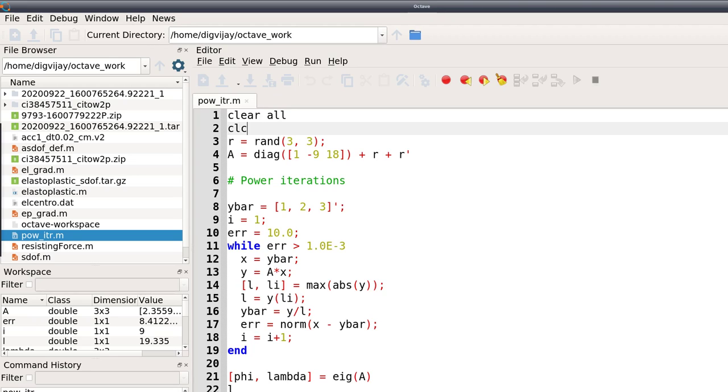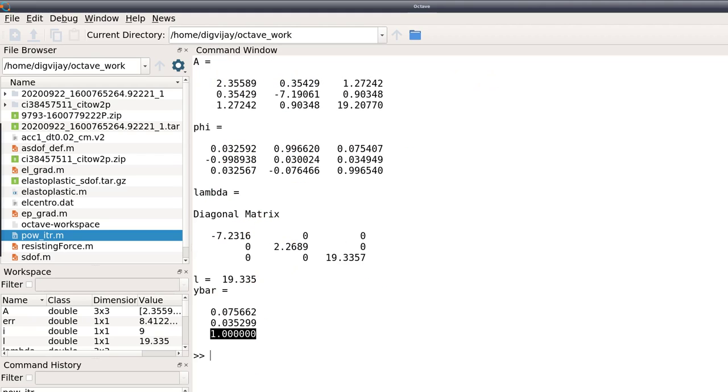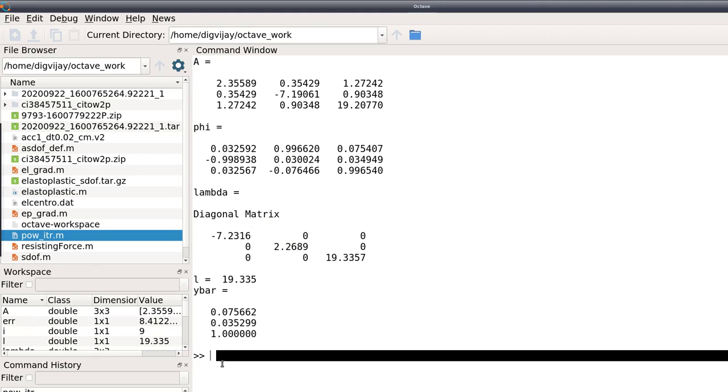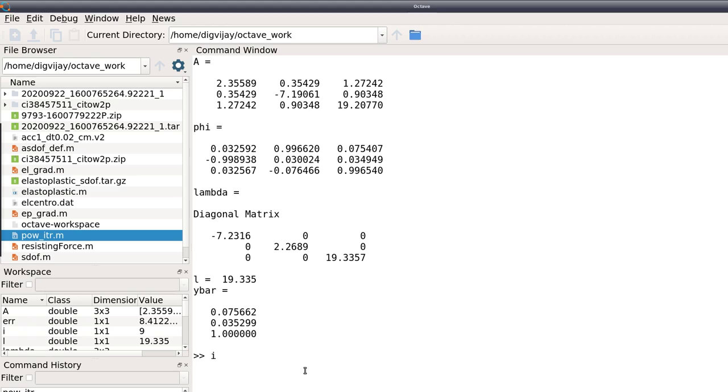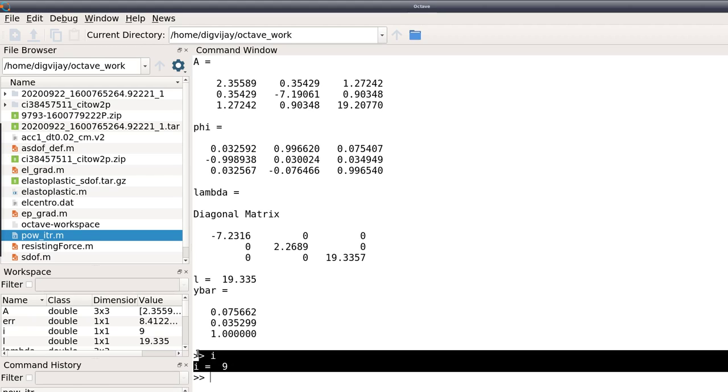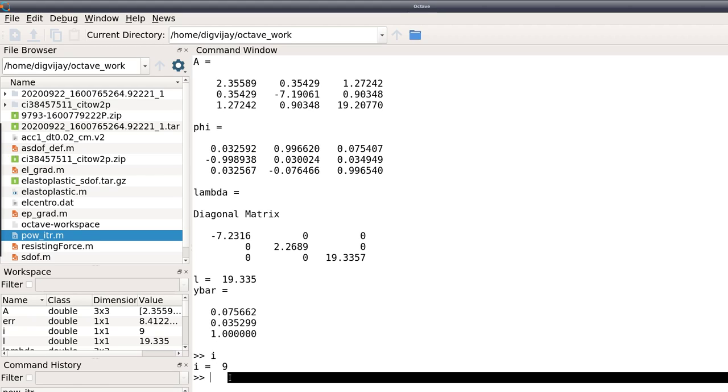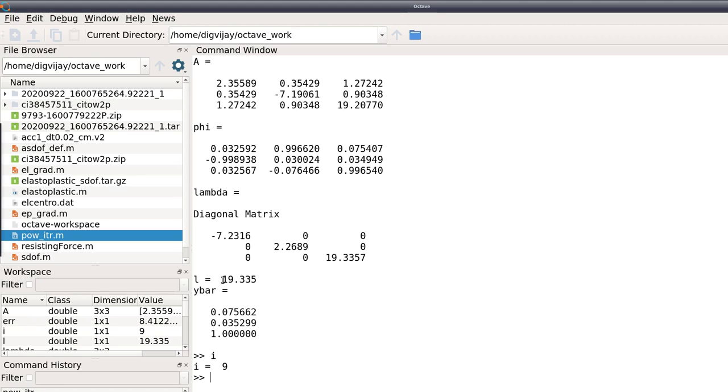And now you can also change the error. So let us say, for example, instead of 1 into 10 to the power minus 3, I want it to be 1 into 10 to the power minus 6. So I want a much better approximation. I can do that as well. Before that, how many iterations did it need? Let us see. It needed 9 iterations to get the value 19.335.